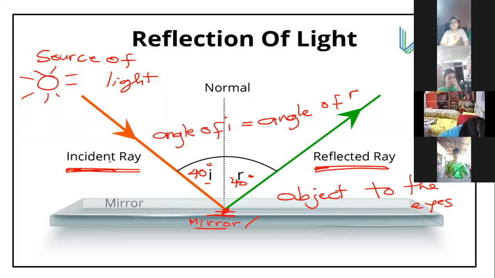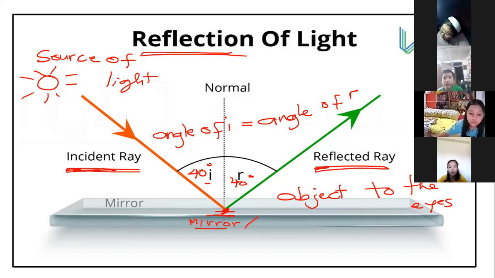What do you mean by reflection? Can we say reflection in Thai? Saton. Saton, right? That one, reflection. So I hope everybody understood this one.